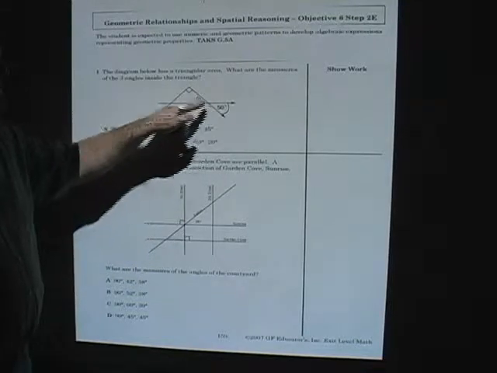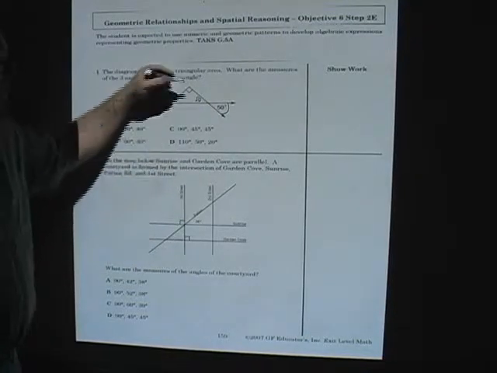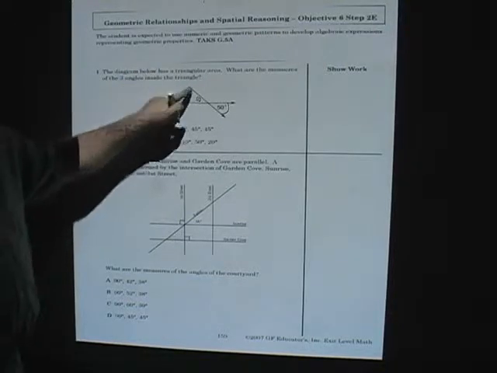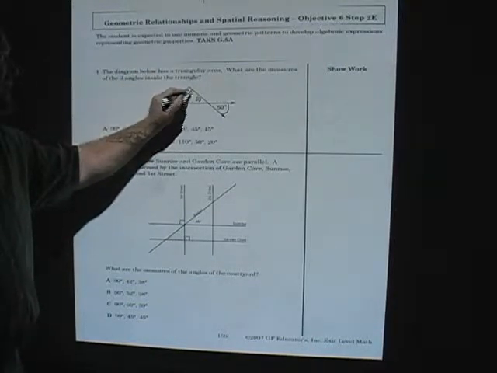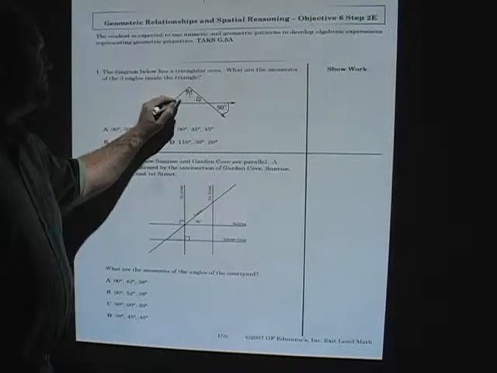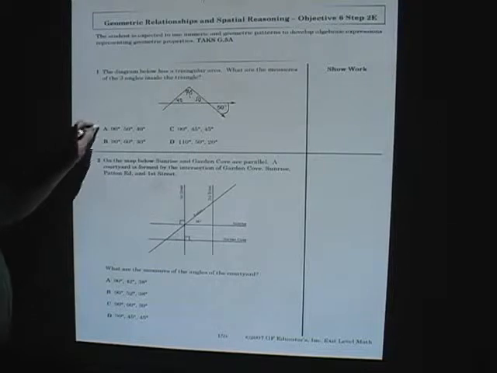Since that's 50, we know this is 90. So the triangle has to add up to 180. So this has to be 40. So your answer is A.